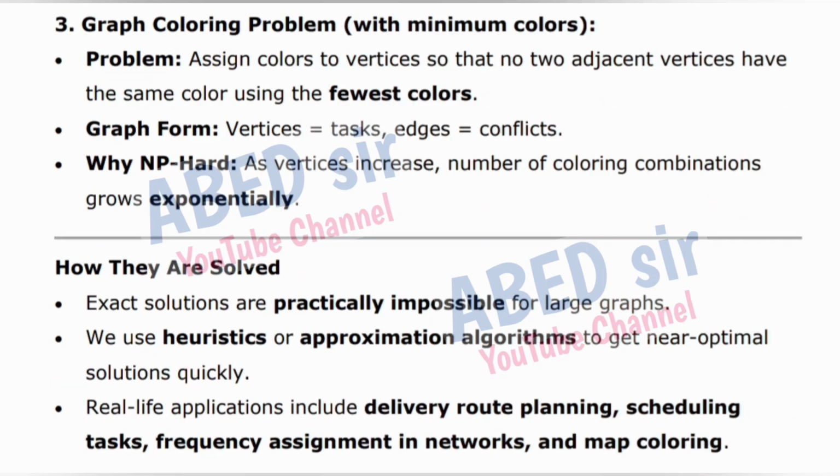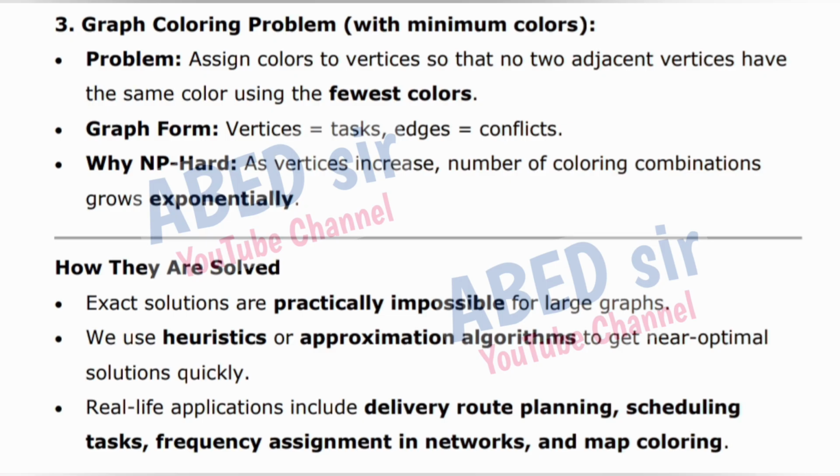3. Graph coloring problem with minimum colors. Problem, assign colors to vertices so that no two adjacent vertices have the same color using the fewest colors. Graph form, vertices are tasks, edges are conflicts. Why NP hard? As vertices increase, number of coloring combinations grows exponentially.